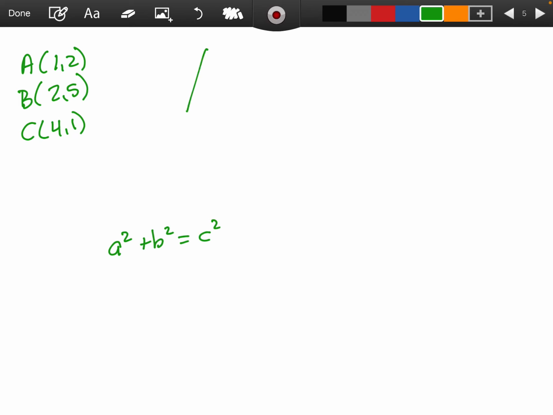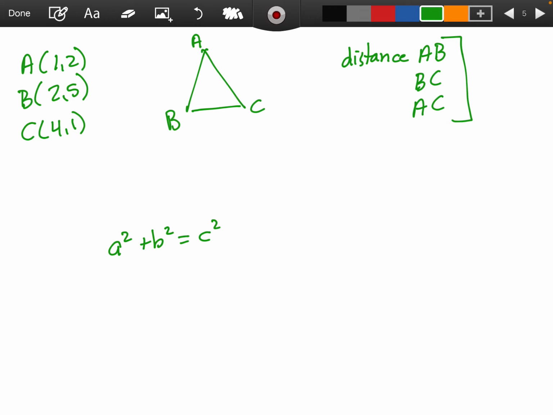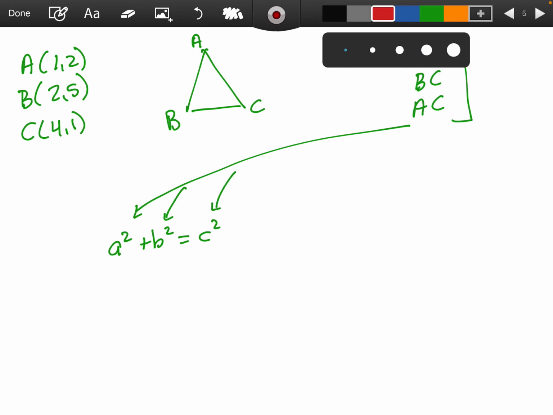So what you need to do, again, thinking that this is a triangle, you need to find the distance between AB. You need to find the distance between BC, and you need to find the distance between AC. So you need to find the 3 sides of your triangle. Then you would have to plug those sides into your formula and see if it actually works, ensuring, of course, that you get your longest side there. And if those 3 sides work with Pythagoras, then you do have a right angle triangle. And if they don't work with Pythagoras, then you don't have a right angle triangle.